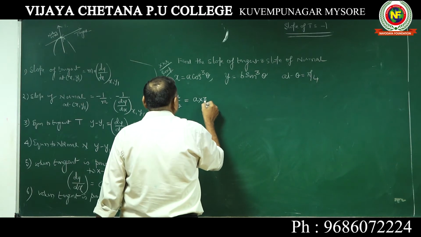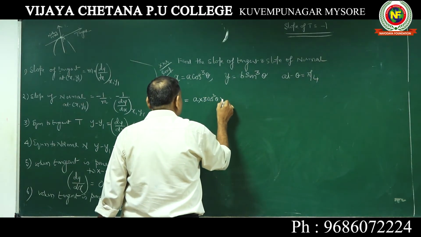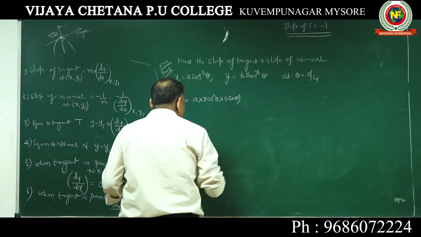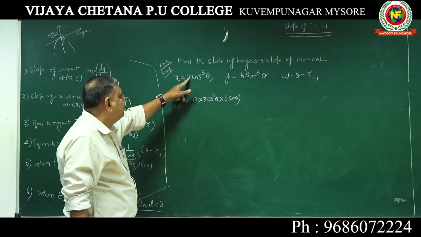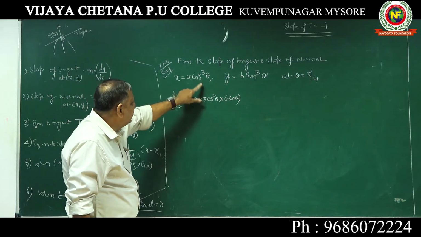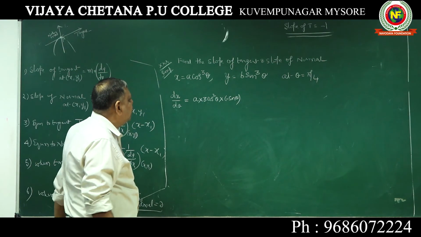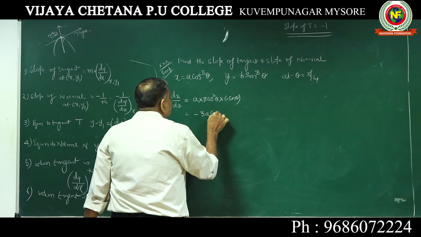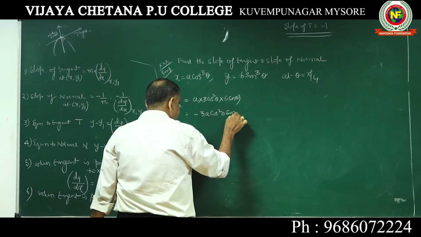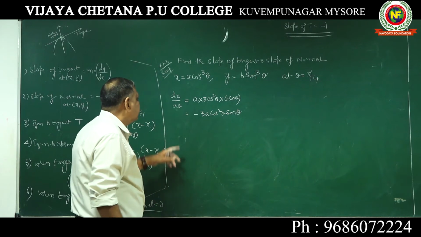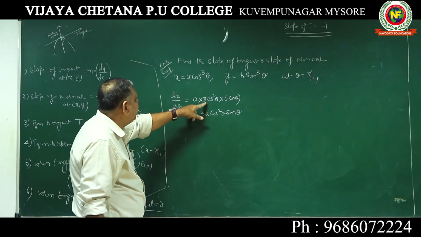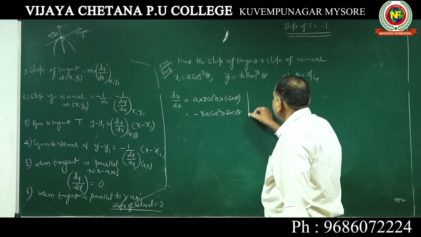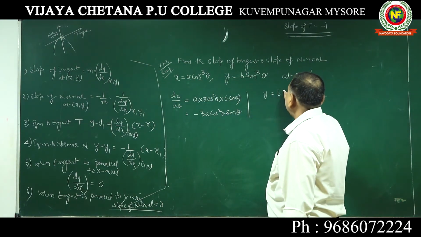For cos cube theta, it is 3 cos square theta into the differential coefficient of cos theta, that is minus sin theta. Understand carefully: a into 3 cos square theta into minus sin theta, or it is minus 3a cos square theta sin theta. This is dx by d theta. Now take y is equal to b sin cube theta.